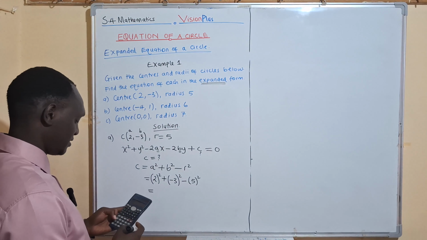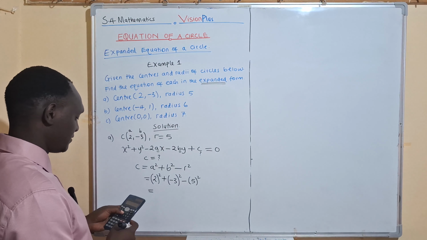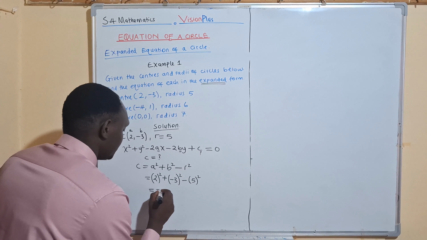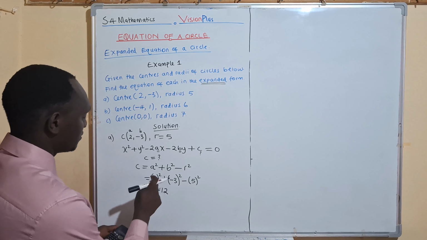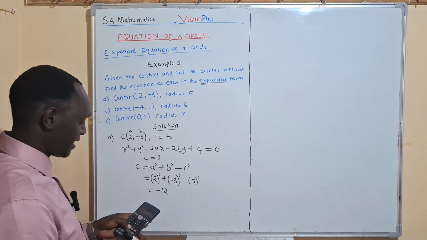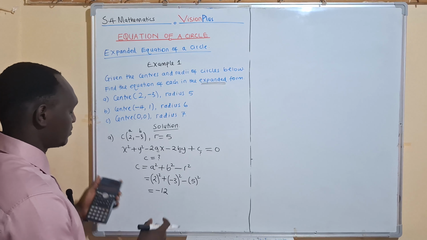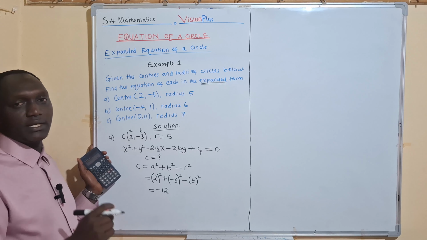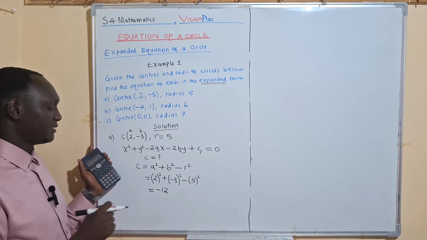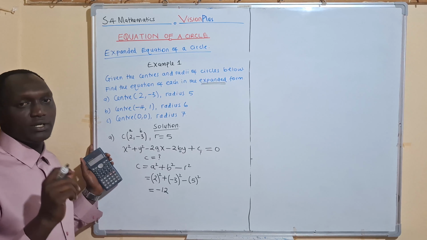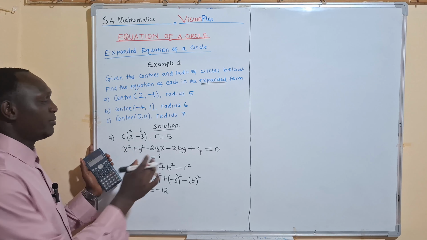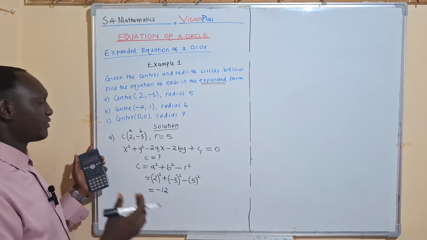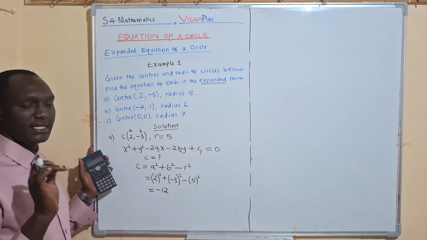2 squared plus (-3) squared minus 5 squared. I'm getting -12, because we shall have 4 plus 9 minus 25. Yes, I'm getting -12. C can be negative, can be positive, can be a decimal number. It is only r that cannot be negative. The moment you get your r to be negative anywhere, it is wrong. But c can be positive, negative, or fractions. R can be anything but not negative.